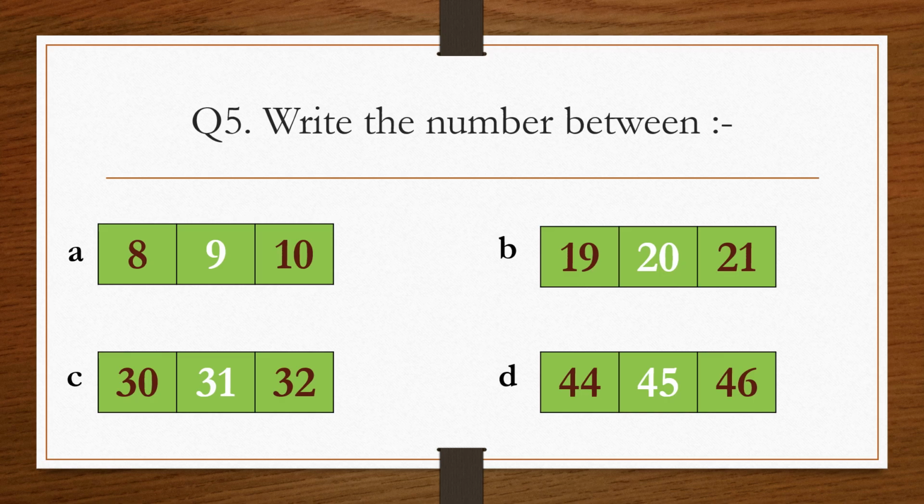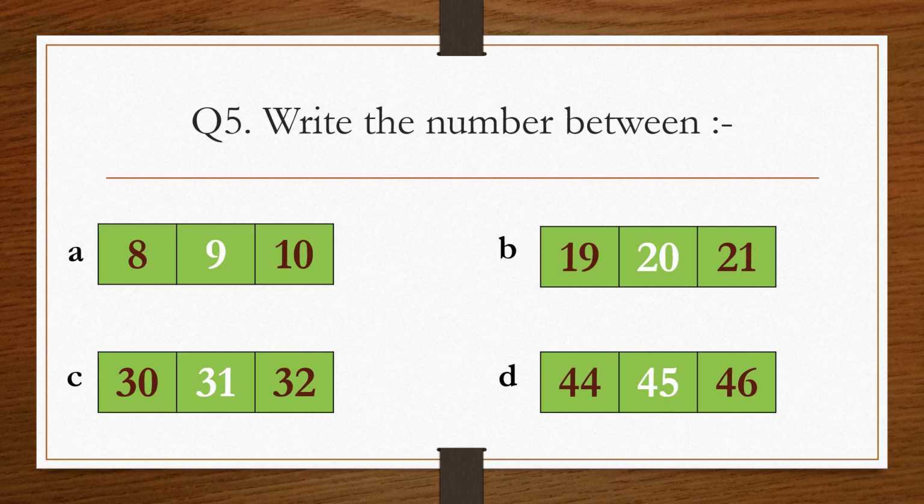Number B, 19 dash 21. What comes in between 19 and 21? Again you will do the counting and then you will write the answers. What will come in between 19 and 21? 20. 20 is the answer. 19, 20, 21. What came in between? 20. So 20 is the answer.